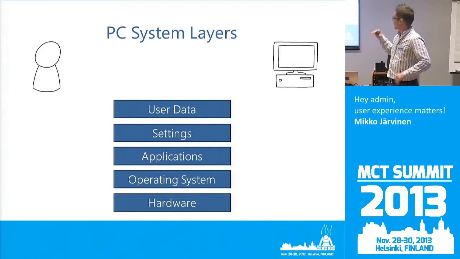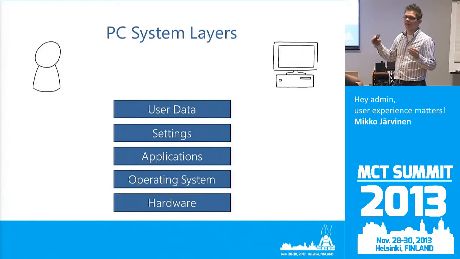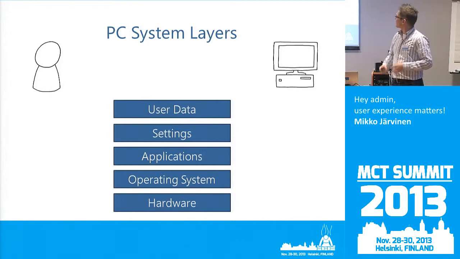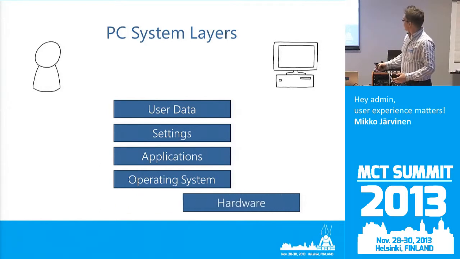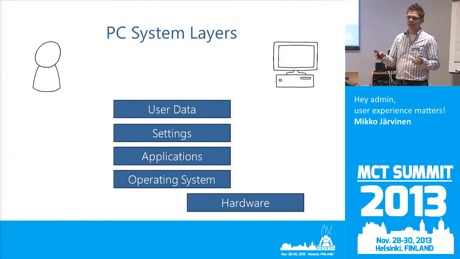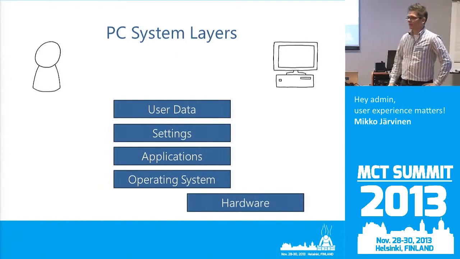Then the PC system layers. This is quite familiar: the hardware, operating system, application settings, and user data. I'll try to go through these and pick up a few topics where we can actually help with the user experience. I've tried to help understand whether these are the computer or the user world. The hardware, it's computer stuff. You can't replace a processor of a user or put more memory into a user because, well, sometimes you would like to do that, or install a new operating system.